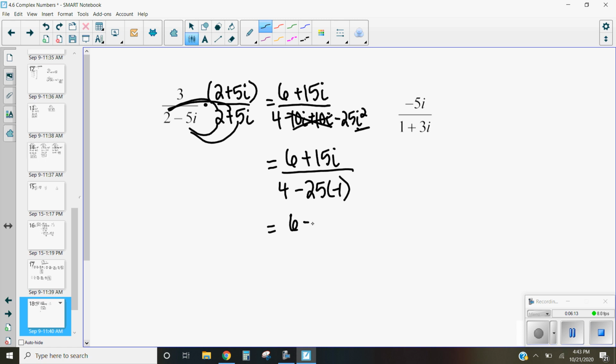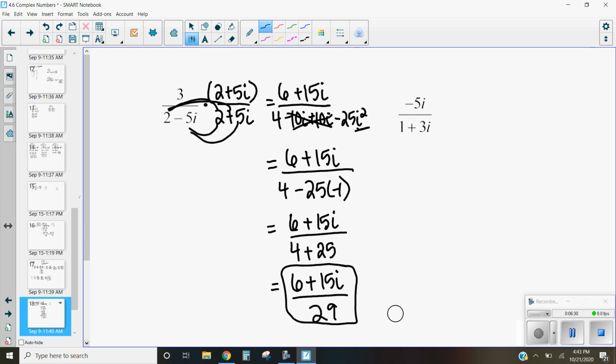So we end up getting 6 plus 15i over 4. Negative 25 times negative 1 is actually plus 25. So this simplifies into 6 plus 15i over 29. And because 29 is prime, this is as simplified as it gets. So that is kind of what we're doing here when we are dividing, is we want to follow that same process. So let's do one more example like this.